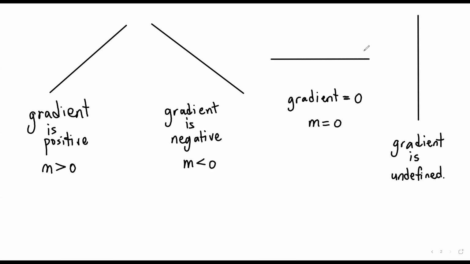If you have a horizontal line, there's no gradient there because there's no slope. Therefore, the gradient is 0, m is 0. And for a completely vertical line, the gradient is undefined.